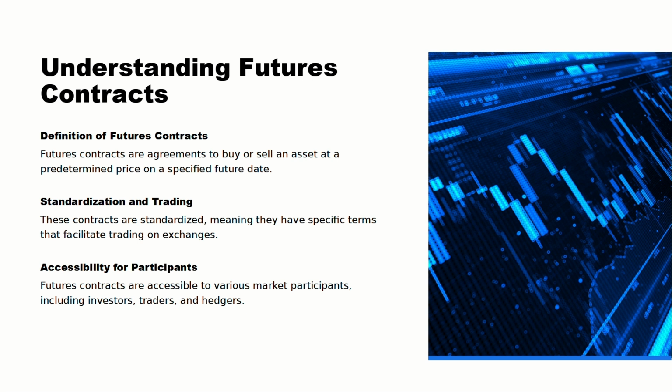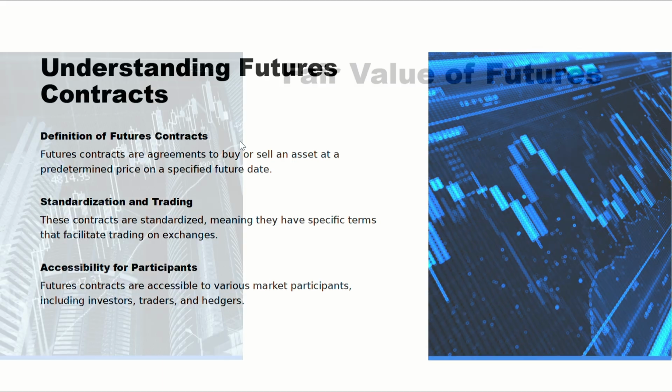Understanding futures contracts. Definition of futures contracts. Futures contracts are agreements to buy or sell an asset at a predetermined price on a specified future date. Standardization and trading. These contracts are standardized, meaning they have specific terms that facilitate trading on exchanges. Accessibility for participants. Futures contracts are accessible to various market participants, including investors, traders, and hedgers.